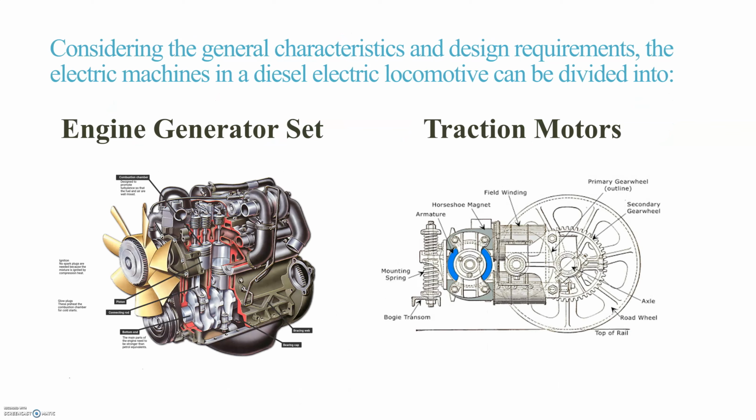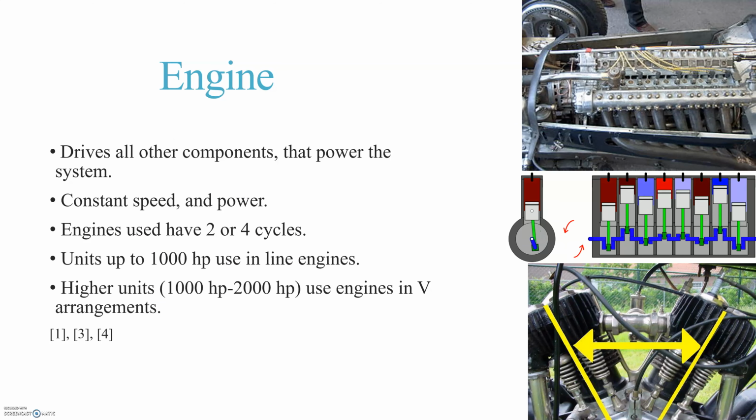Keeping in mind the list of general characteristics of locomotive and design requirements, the electric machines in a diesel electric locomotive can be broadly divided into engine, generator set, and traction motors based on the purpose they serve. Every diesel electric locomotive resides a constant speed, constant power engine to operate a shaft that drives all other components vital to power the locomotive.